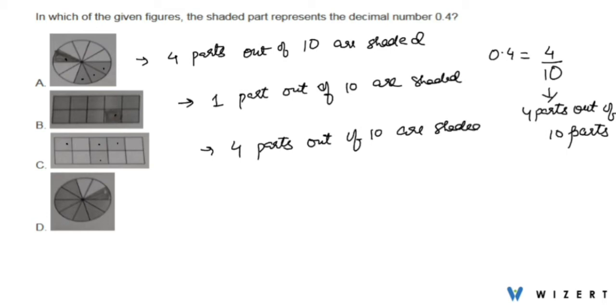Now let's check the last option. So in the last option we can see 1, 2, 3, 4, 5, 6, 7, 8. 8 parts out of 10 are shaded.